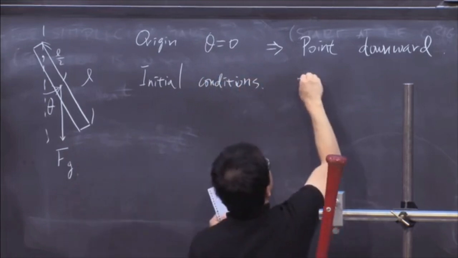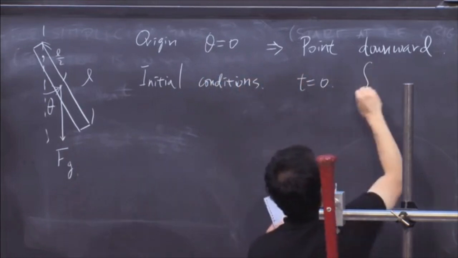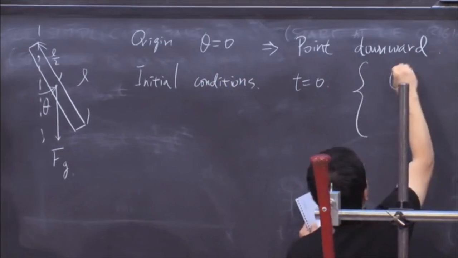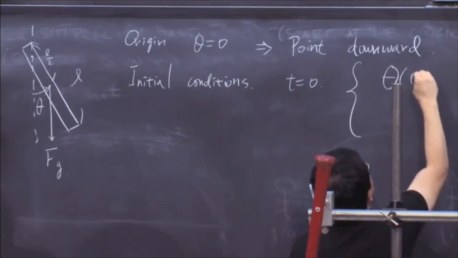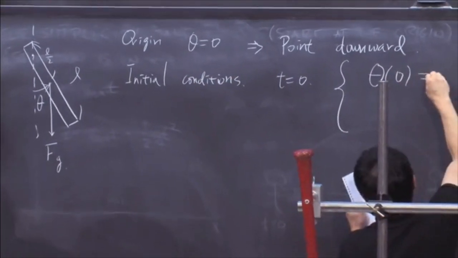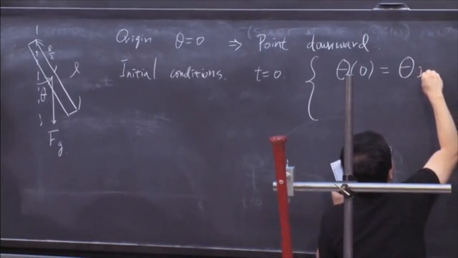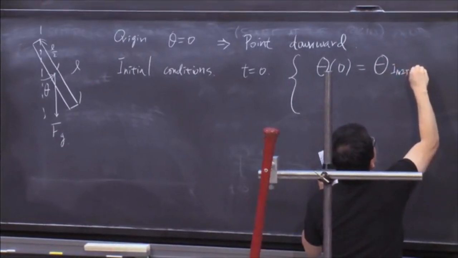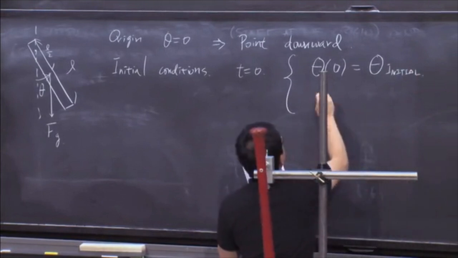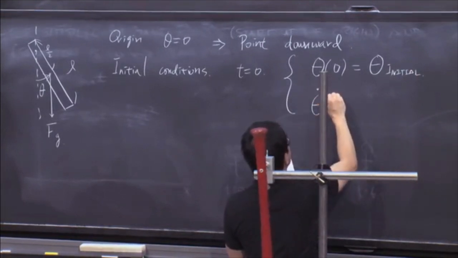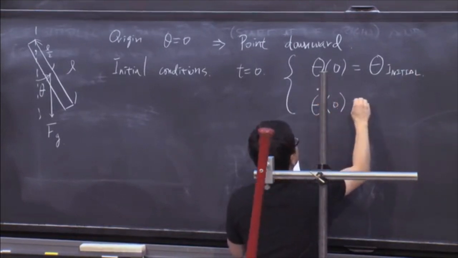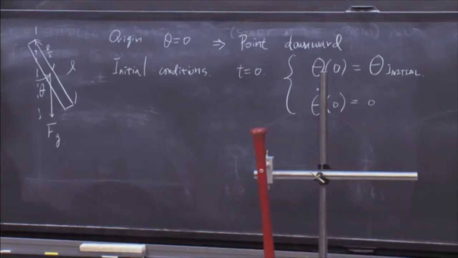Okay, at t equal to 0, there are two initial conditions. The first one is theta equal to theta 0, which is equal to theta initial. The second condition is the same as what we have been doing last time. The initial velocity, or angular velocity, is actually equal to 0. So that gives you theta dot equal to 0. Okay?